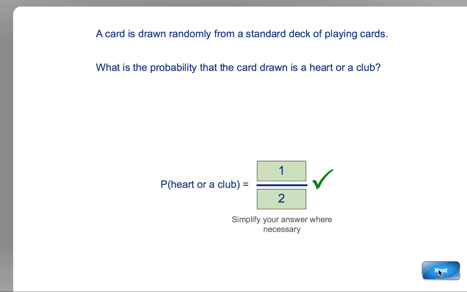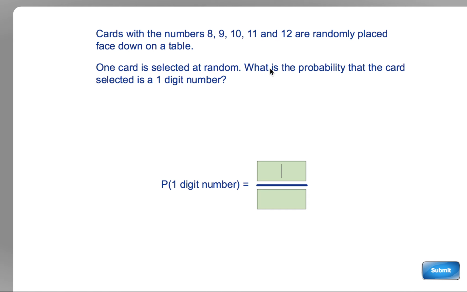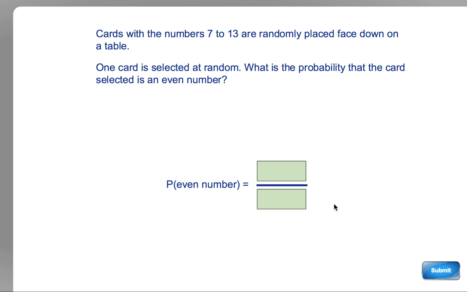So that's what probability is. It's all about giving the answers as an out of. How many outcomes have you got? In this case, you've got 5 possible outcomes. That goes at the bottom. And then you read the question and decide how many of the things are out of how many things. So this is 1-digit numbers again. 2 of them out of the 5 are 1-digit numbers. So the probability of getting a 1-digit number, 8 or 9, is 2 out of the 5. And if you're asked to simplify your answer, please check that you need to simplify it.